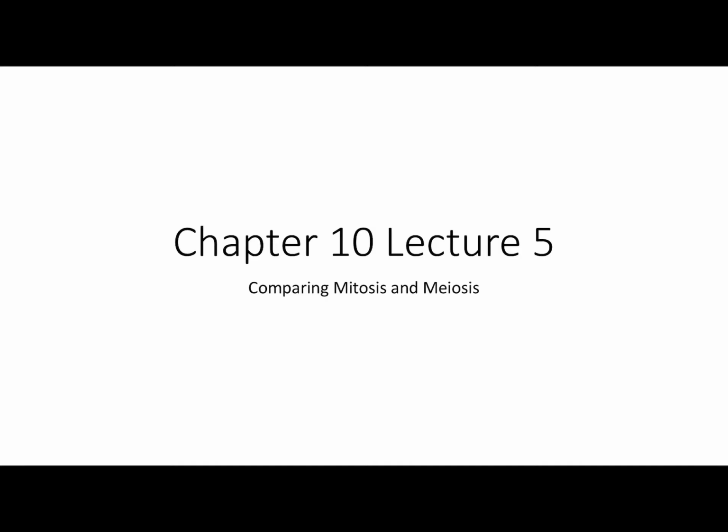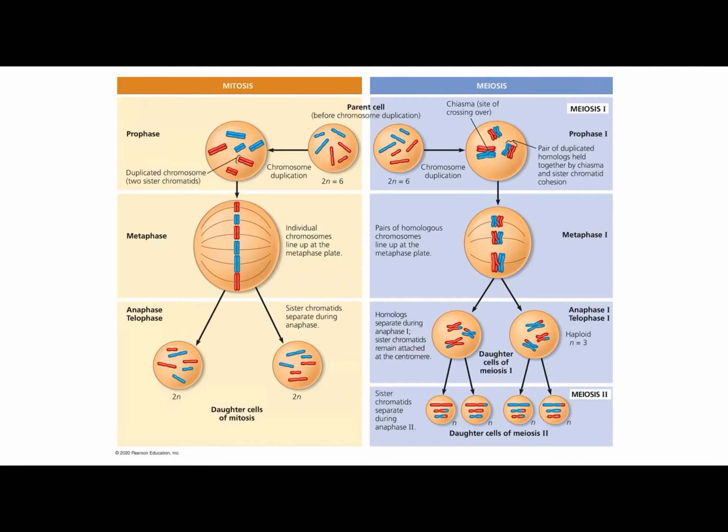Yay, we are to the last lecture for chapter 10. And in this lecture, we're going to be comparing mitosis and meiosis. So remember, for animal cells in particular, mitosis is the division of somatic cells. And remember, somatic cells are body cells.